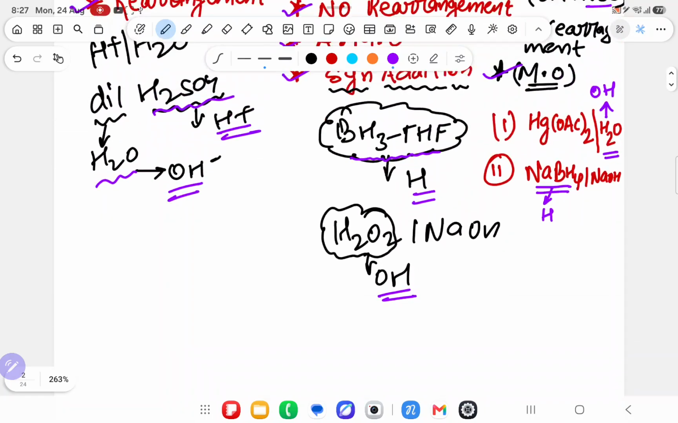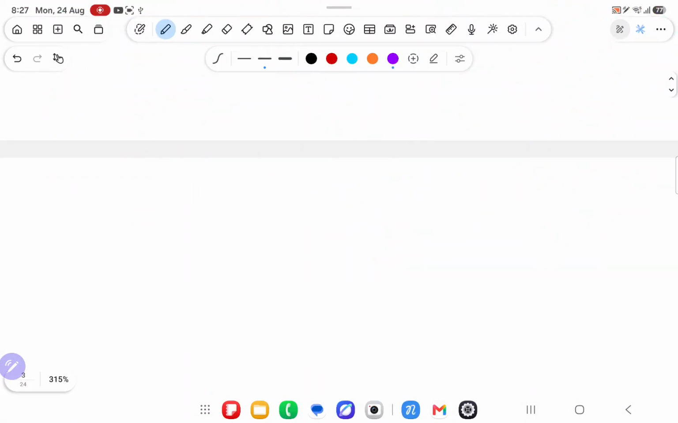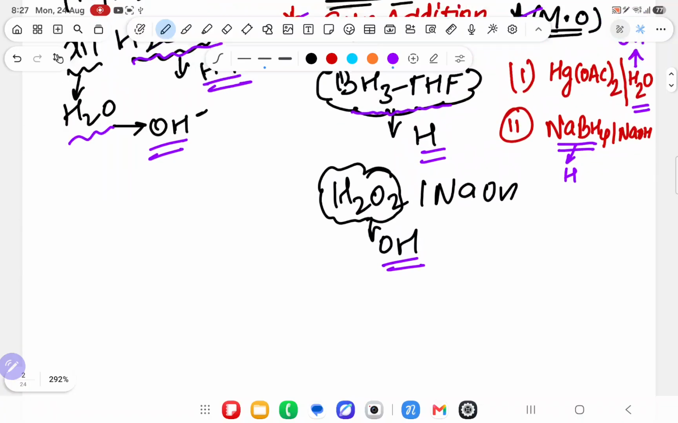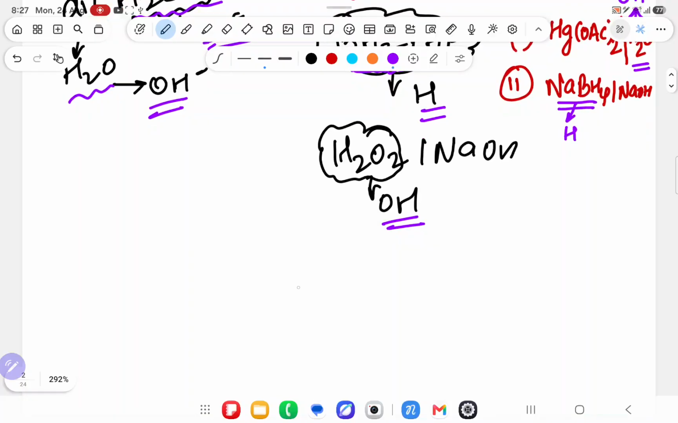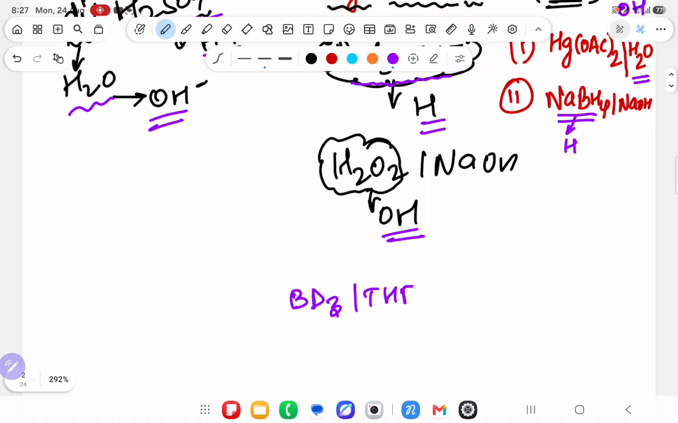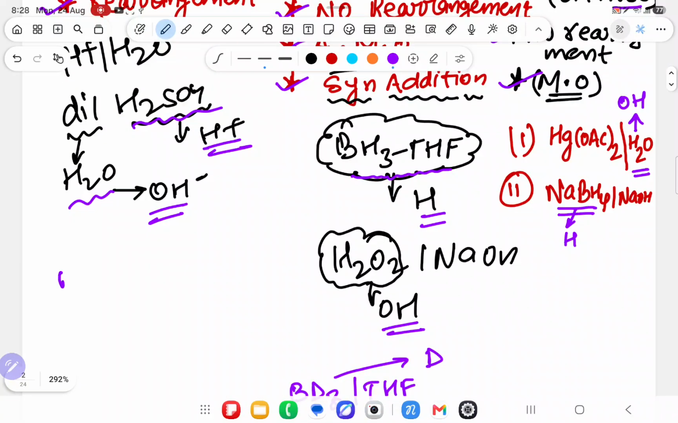Okay, sir, write it. First, see it very properly. What I have written, just understand. Why I have written over here that BH3 will give H? Suppose in hydroboration oxidation, they write BD3 in presence of THF and H2O2 and NaOH. So what is coming? This will give D, deuterium, and this will give OH. Suppose I change the reagent over here: D plus and H2O. So this will give D, this will give OH.